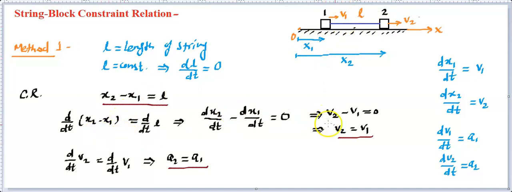Once you differentiate, you will get the relation in terms of velocity. Further differentiation will lead to the acceleration constant relation. Okay. Now let's talk about another method of doing the same problem. Both the methods are going to be important.